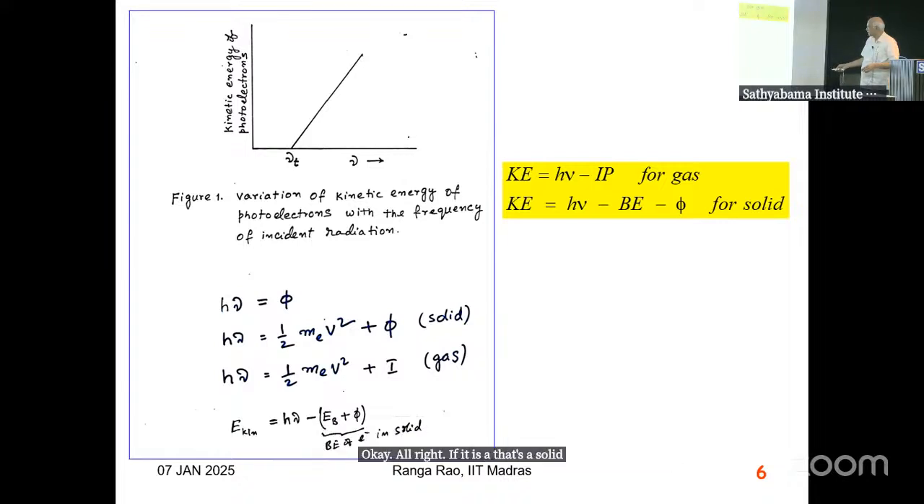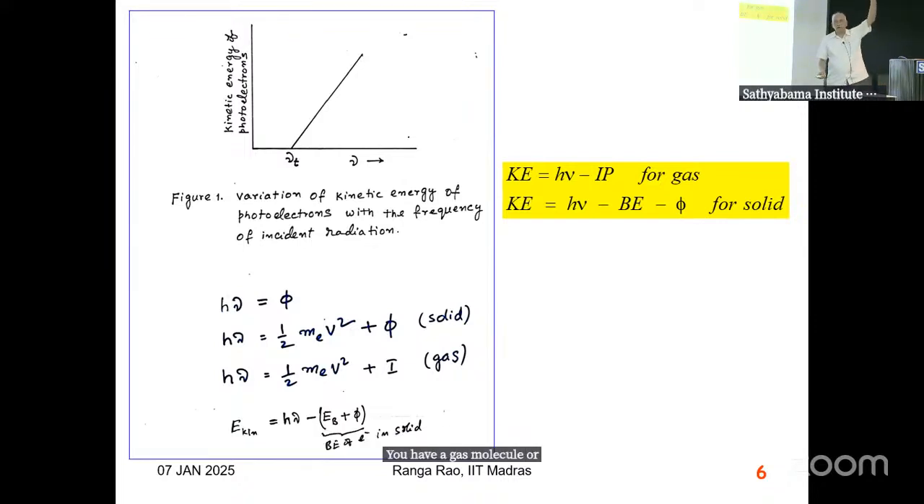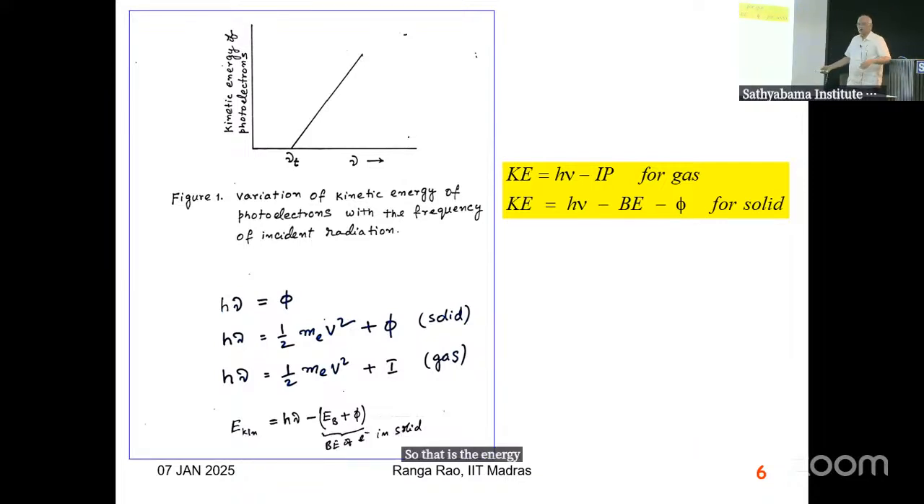If it is a gas phase, then this is nothing but ionization energy. You have a gas molecule or an atom, you remove an electron, and it will come out. So that is nothing but ionization energy. When you remove an electron from an ion, a gas molecule or an atom, that is ionization energy, right? So that is the ionization energy plus the kinetic energy with which the electron comes out. So that is the expression: E kinetic energy is equal to h nu minus E binding energy plus phi.